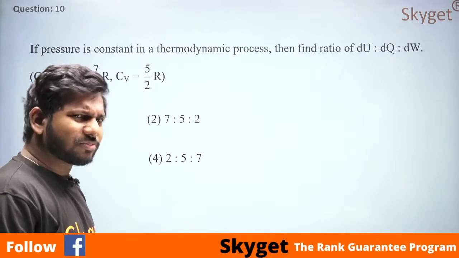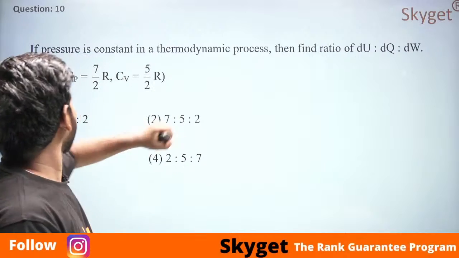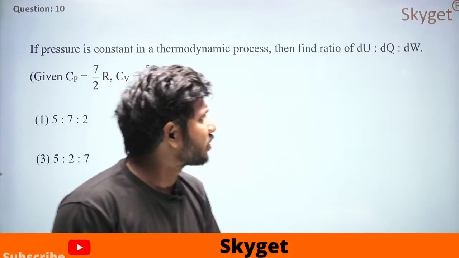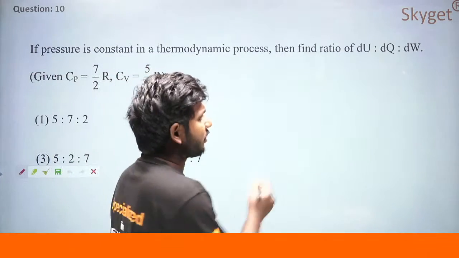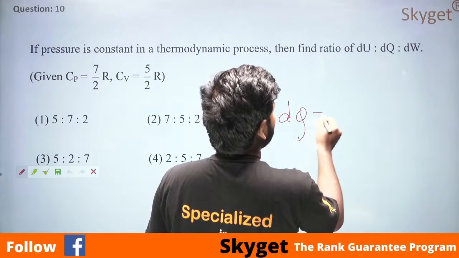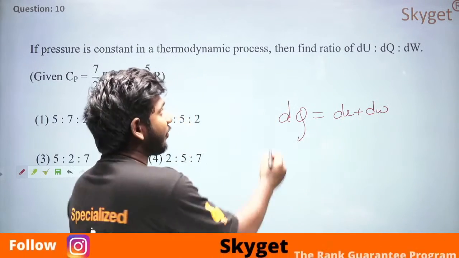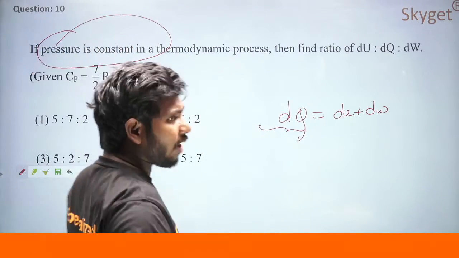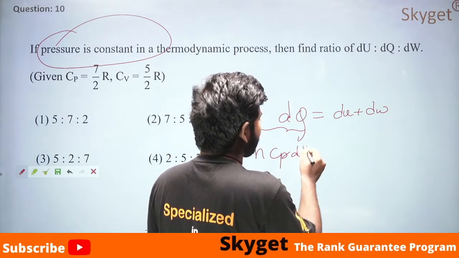So this question, you can consider it an easy question, students. If pressure is constant in a thermodynamic process, then find the ratio of dU to dQ to dW. We know the thermodynamics first law, dQ is equal to dU plus dW. But for an isobaric process, students, pressure is constant. dQ can be written as nCp dT, students.